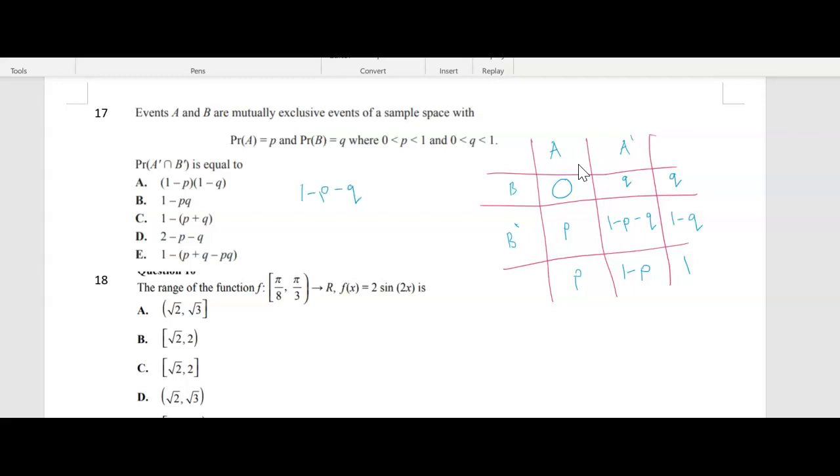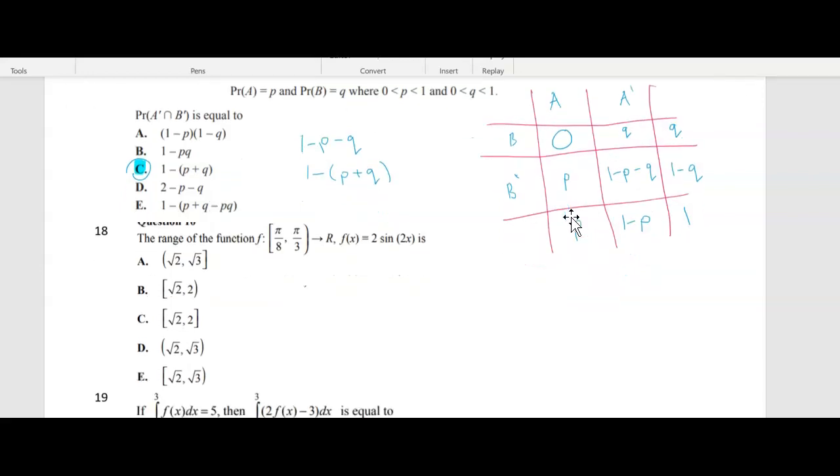And you'll notice at the moment it's not one of those options, but what I can do is take that negative out as a common factor and be left with 1 minus P plus Q. So your answer is C. And let me just see if I can remember which question that was from. That was 43% of students got that one correct. Okay, so two-way tables, way to go.